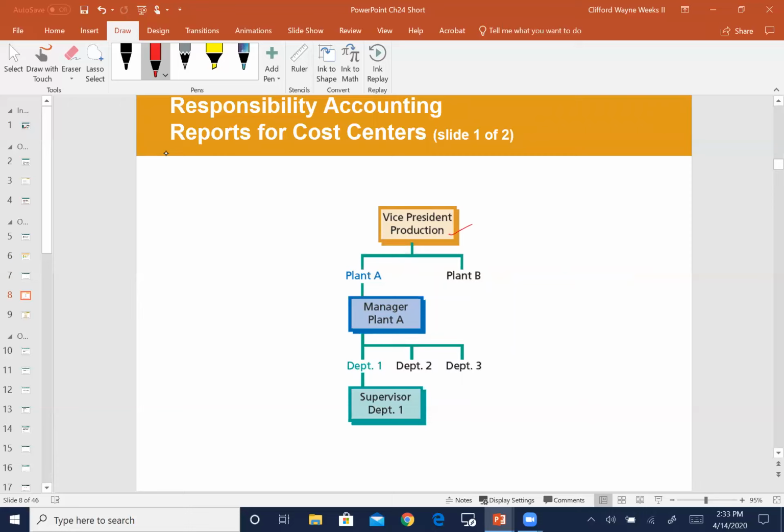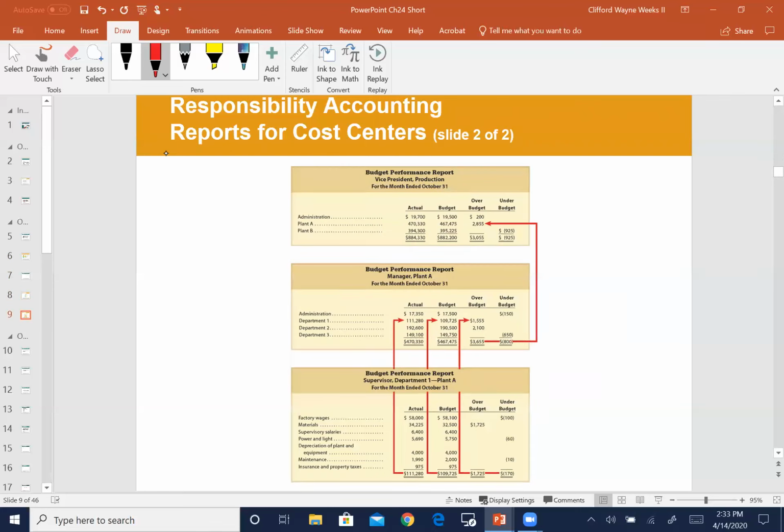And so the vice president of production has multiple plants, plant A, plant B, and each has a manager that's responsible for the plant, and then underneath there they have the different departments, and then you have the various different supervisors. And so if you know anything, you know that top management really doesn't want to get stuck in the details. They kind of want to have big picture ideas. And so they're provided this vice president's report or budget performance report.